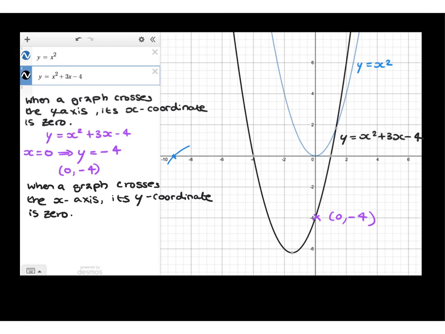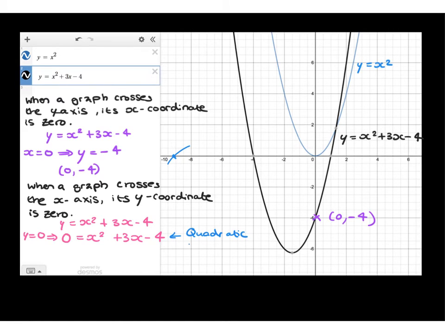So again, I'm going to take the equation of the curve, y equals x squared plus 3x minus 4, and this time I'm going to make the y-coordinate equal to 0. So I get 0 equals x squared plus 3x minus 4. And here we have, again, a quadratic equation.